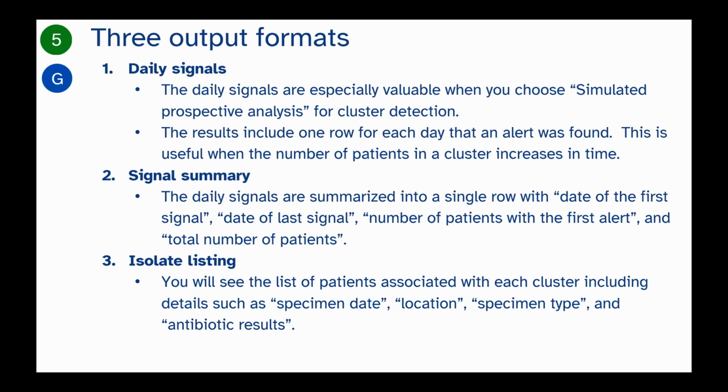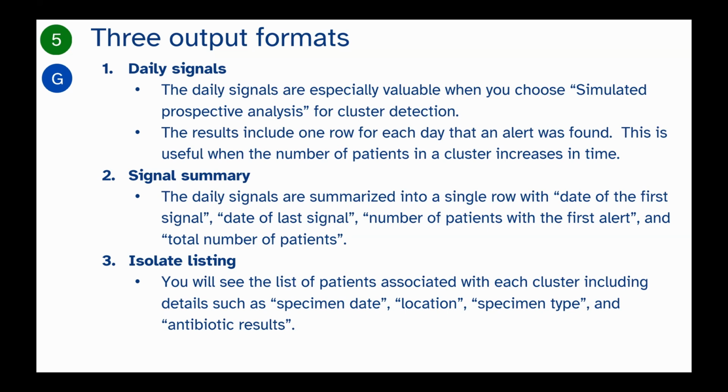For example, maybe a true outbreak has 3 people on Monday and an alert, and then 5 people on Friday and another alert, and then 10 people the following week. So with the daily signals, there will be one row for each day where there is statistical significance. So you can see the evolution and the development of a possible outbreak.